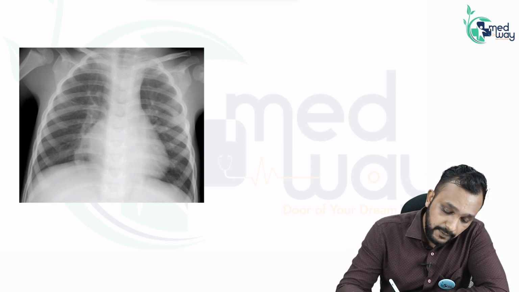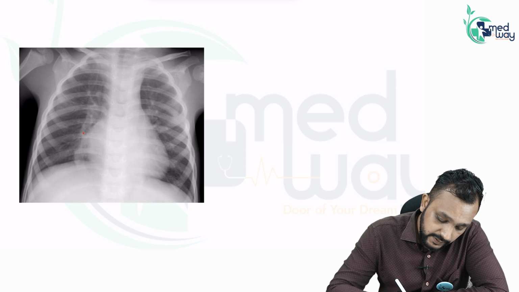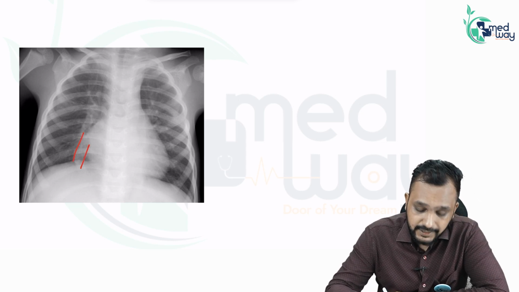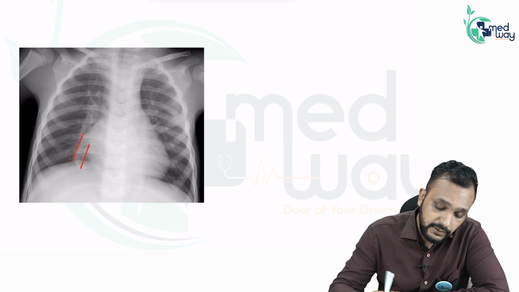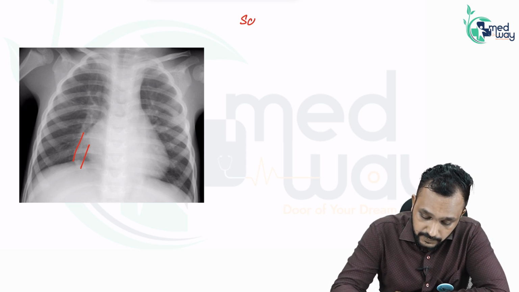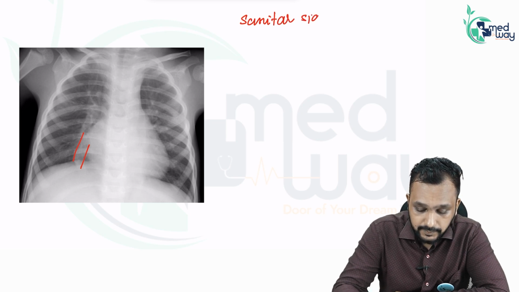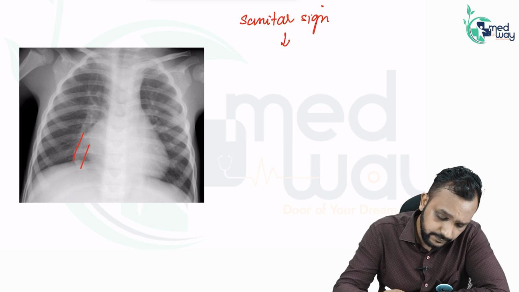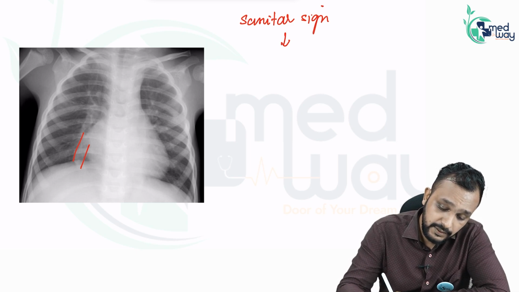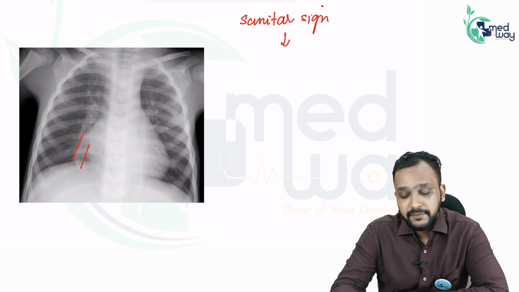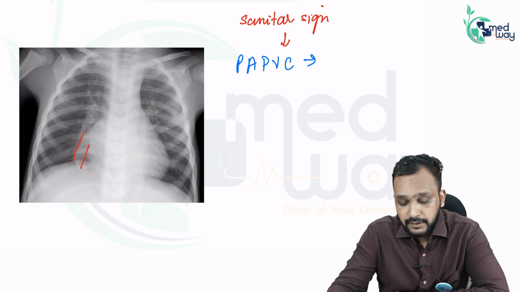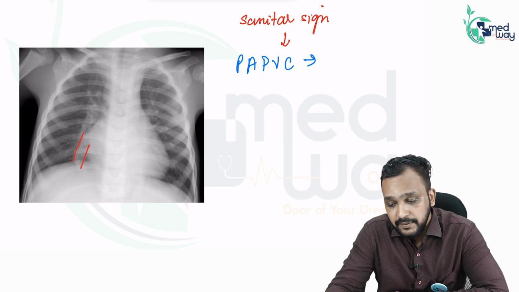Now, here in this image, you can see that there is a radiopacity seen along the right heart border, right? So, this is known as Schmitt's sign. And this Schmitt's sign is basically seen in patients with partial anomalous pulmonary venous return, PAPVC, right? So, what happens in this PAPVC?